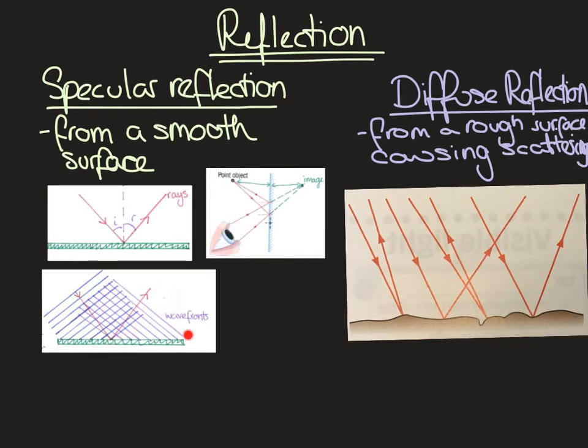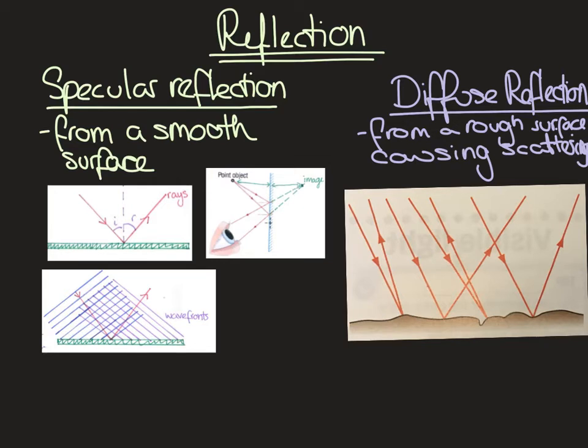So here's a wavefront diagram of specular reflection. And we also learned how to construct a ray diagram to show how an image is formed in a mirror, which is this one over here. Remember, here's our object. There are rays of light coming from that object. They're being reflected in the mirror, and so we form an image over here. So these are all examples of specular reflection. That's reflection from a smooth surface.